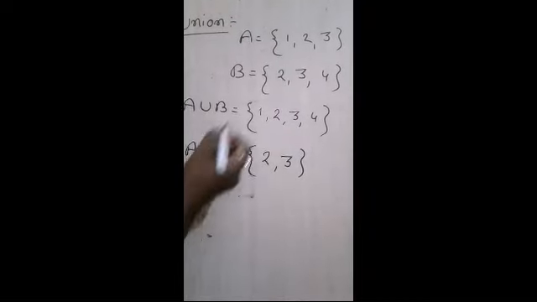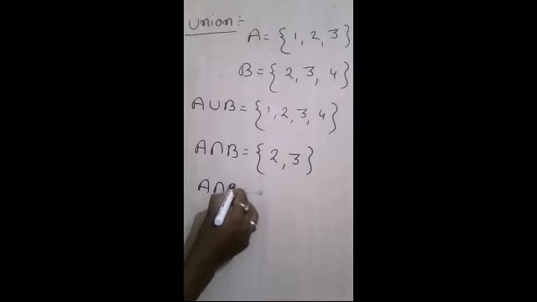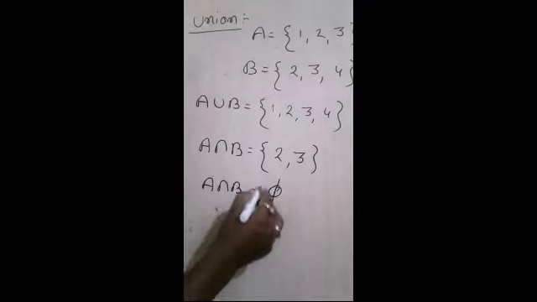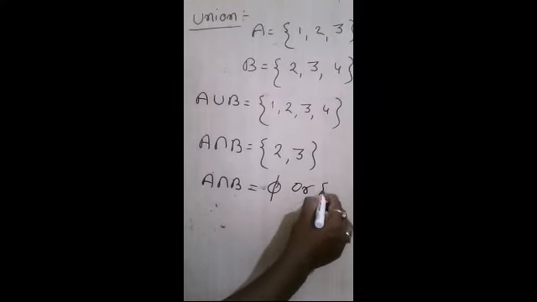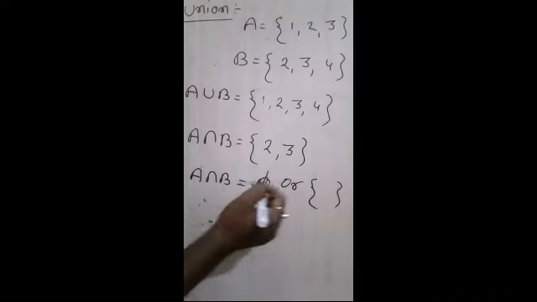Sometimes it may happen that there is no common element. Then you will write what? If there is no common element, then it is phi. Phi is the representation of the null set, you have to remember. Or if you don't want to write phi, just give brackets and write no element. This means the intersection is phi.